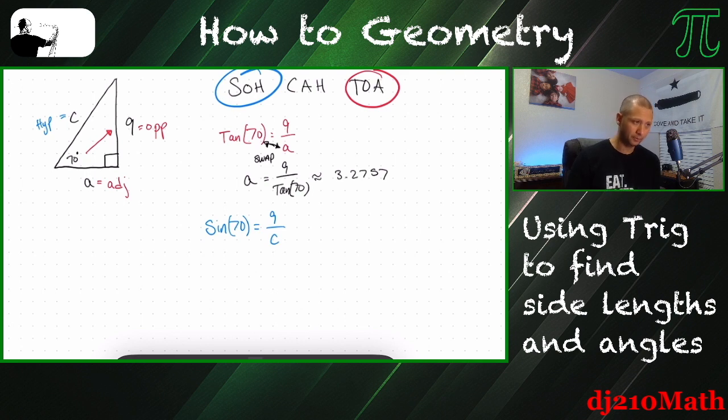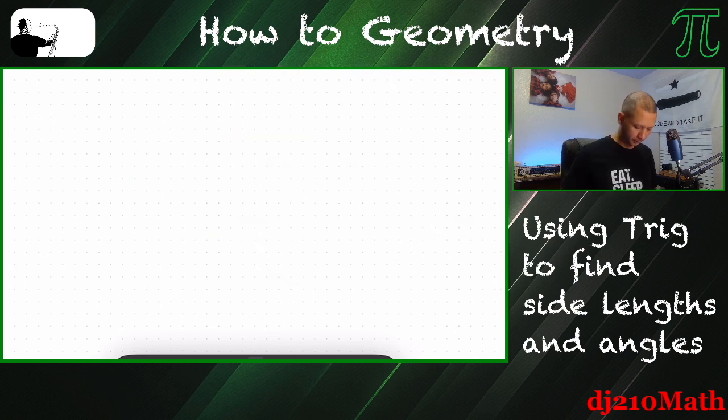Again, the variable is in the denominator, so we can swap these two. Little c is equal to 9 over sine 70. To our calculator, 9 over sine 70, approximately 9.5775. All right, let's get a little bit more involved one.